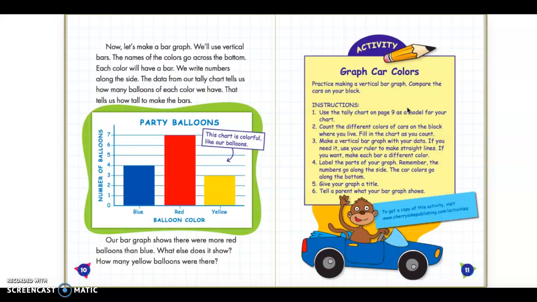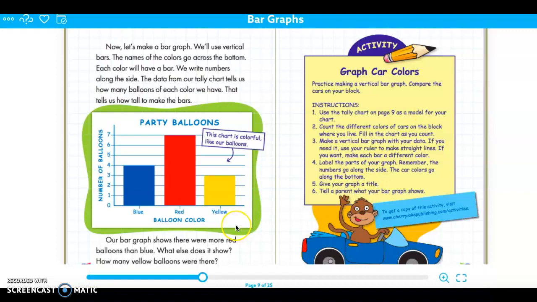Our bar graph shows there were more red balloons than blue. What else does it show? How many yellow balloons were there?